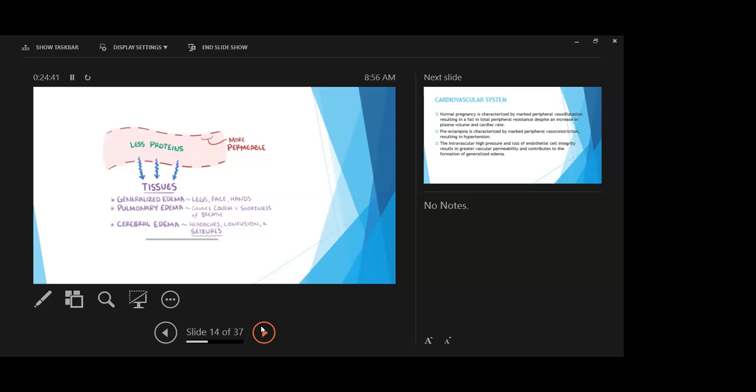Not necessarily are they there all the time, because not all women who have eclampsia develop pulmonary or cerebral edema. But these are the progressive features which can develop later on in eclampsia also.